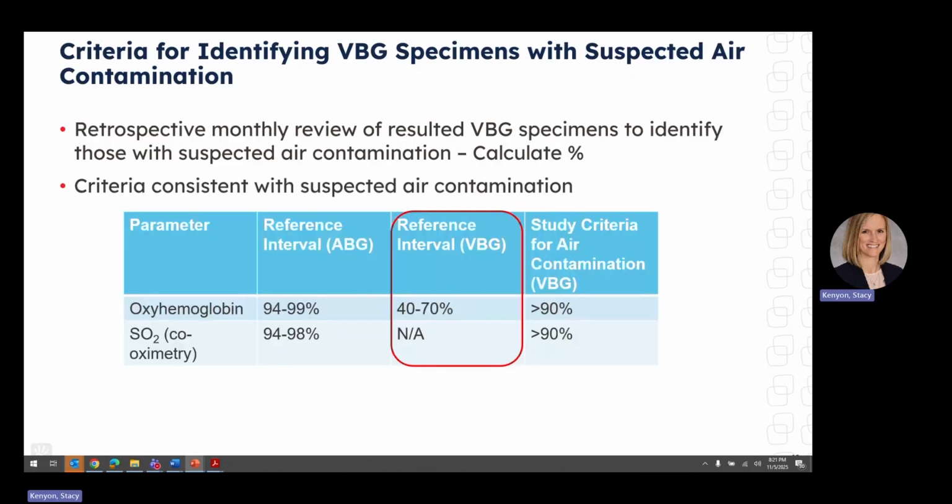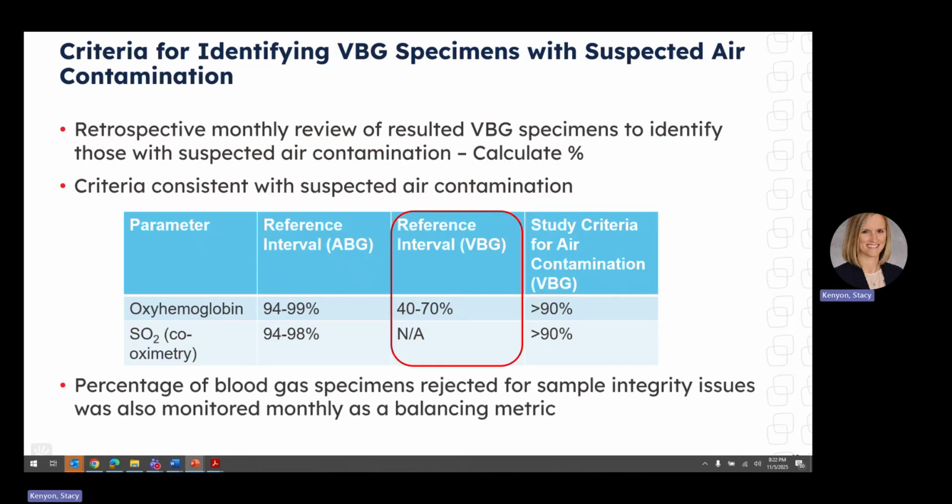The criteria we use to identify samples with suspected air contamination are shown in this table. I think there's multiple different ways in which this could be approached, and we could use different parameters, but we settled on these parameters in the very beginning as we thought it was very easy to identify. So ultimately we used oxyhemoglobin and SO2 percentages that were greater than 90. Again, because these are venous blood gas results. So oxyhemoglobin and SO2 greater than 90% is not consistent with a venous specimen, as you can see here based on the reference intervals.